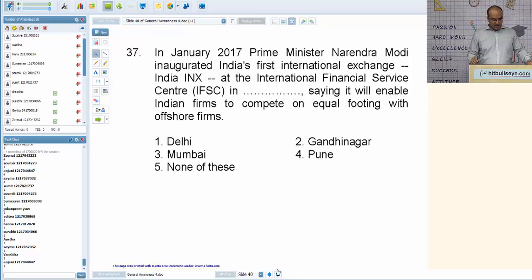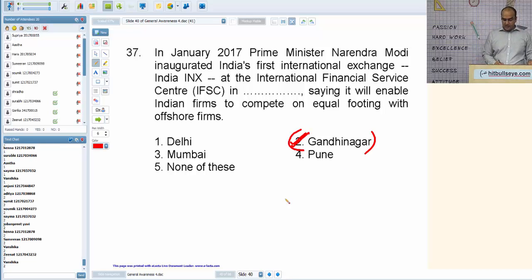Next, in January 2017, Prime Minister Narendra Modi inaugurated India's first international exchange, India INX, at the International Financial Services Center in which city, saying it will enable Indian firms to compete on equal footing with offshore firms. Again, a fairly easy question, located in GIFT City of Gandhinagar in Gujarat, right? The first international exchange of India.